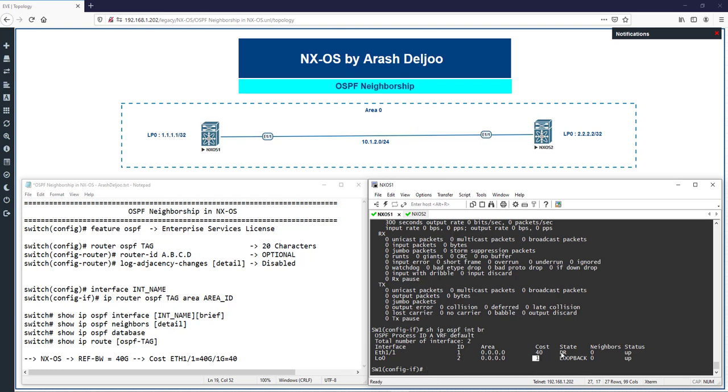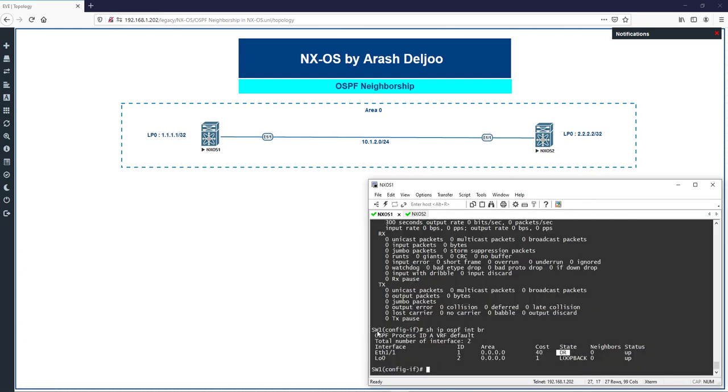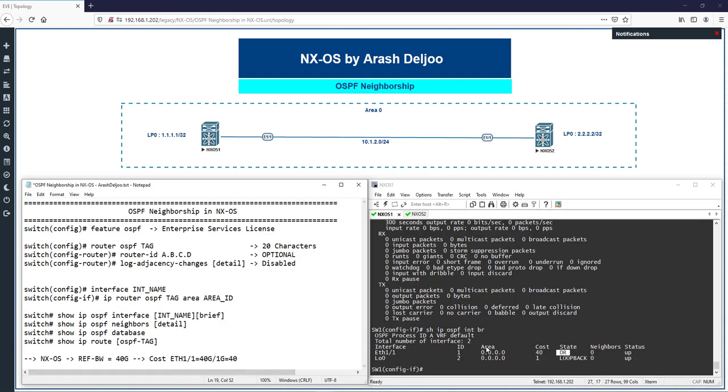Also, again we have the same concept of DR and BDR, because this is, for example, Ethernet links with the broadcast type. The state of this interface now is DR, designated router. Why? Because we didn't configure NXOS2, we only configured NXOS1, and NXOS1 now is selected as the DR. The type of loopback 0 is loopback.